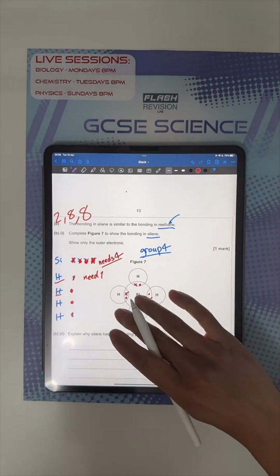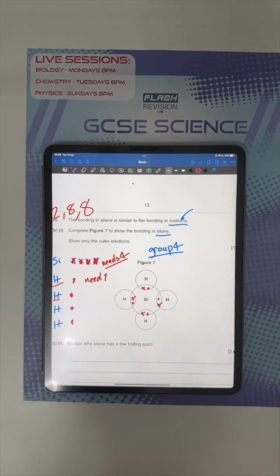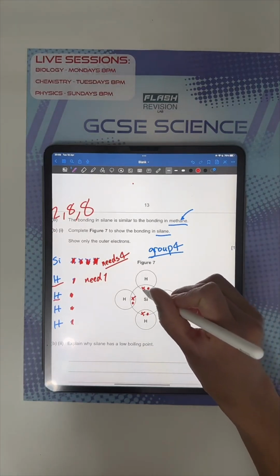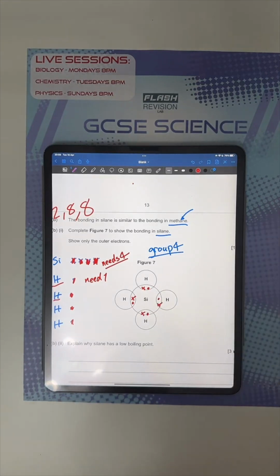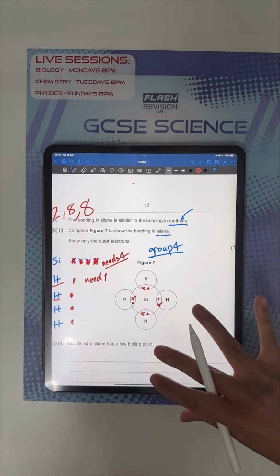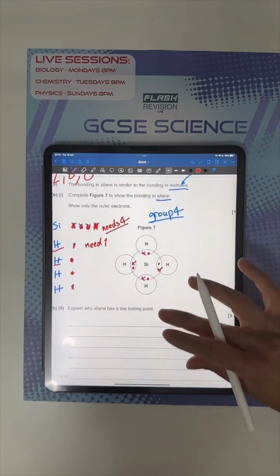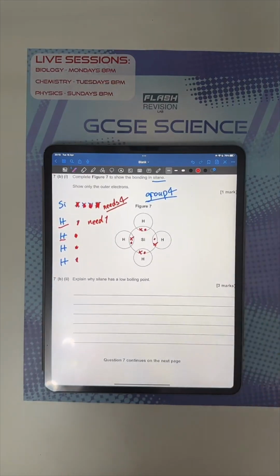Okay, that's a bit better. So yeah, this hydrogen has 2. This one has 2. This one has 2. And then if you look at silicon, it's got 1, 2, 3, 4, 5, 6, 7, 8. So that's full as well. So all of them now are happy. They're all stable. So that's just a dot and cross diagram.